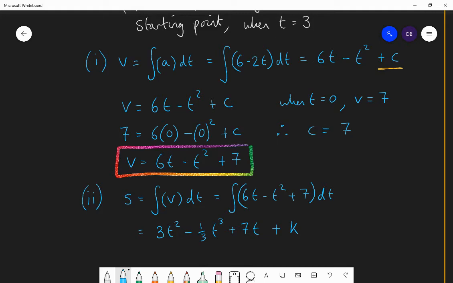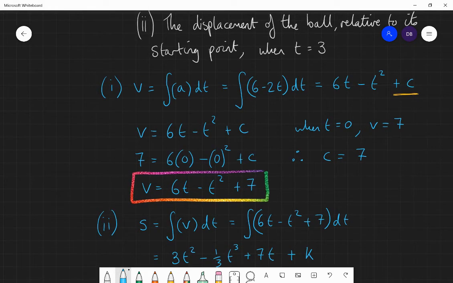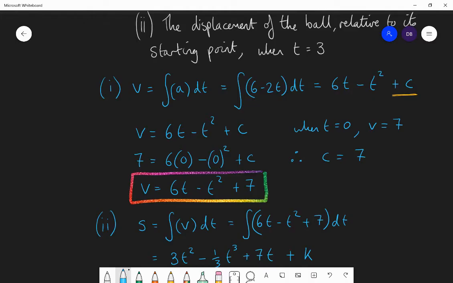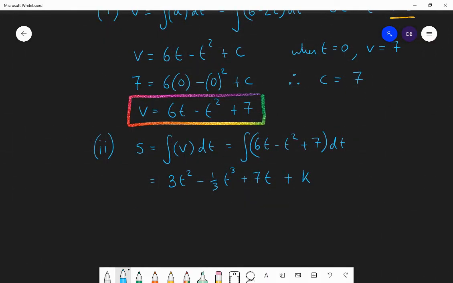Have a think about what information you know about displacement. So we're talking about the displacement of the ball relative to its starting point. So at the start, how far has it been displaced? If we take the starting point as the origin, where we're measuring from, then at the start, its displacement is 0. It begins at the start. So I know that when t is 0, the displacement is 0.